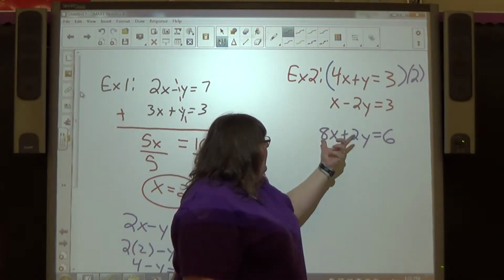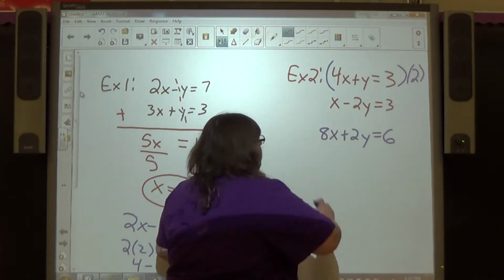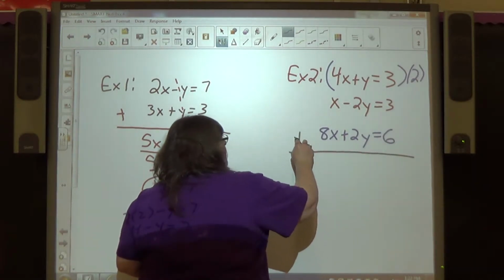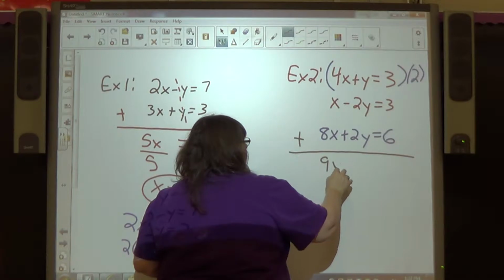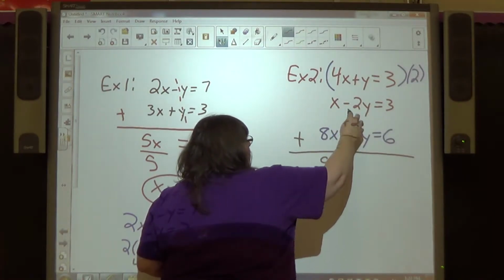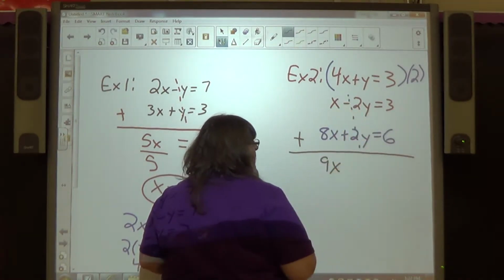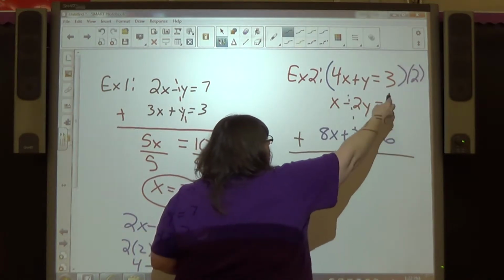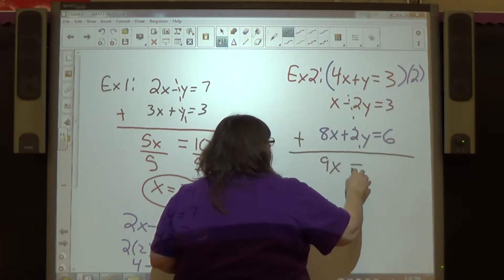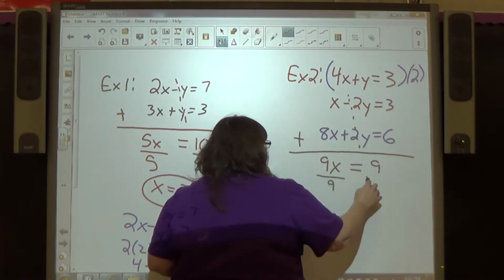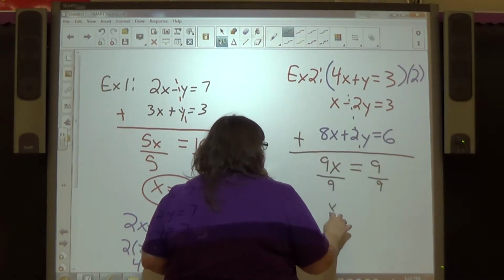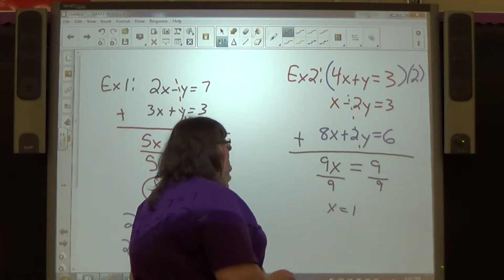I can now add these two equations together. 1x plus 8x is 9x. Negative 2y plus 2y, they eliminate, leaving 0 there, and then 3 plus 6 is 9. Divide by 9, my x is 1. Okay?